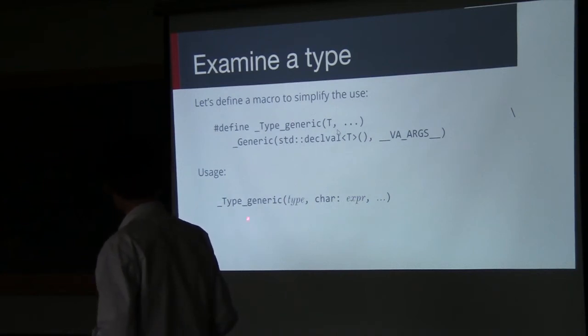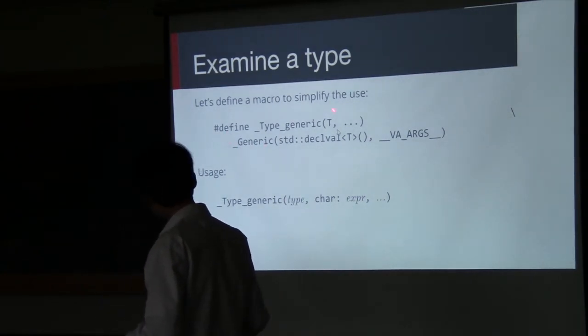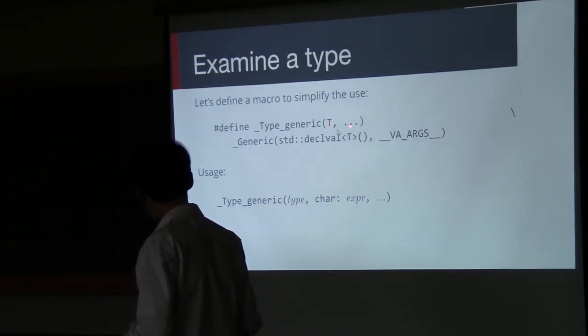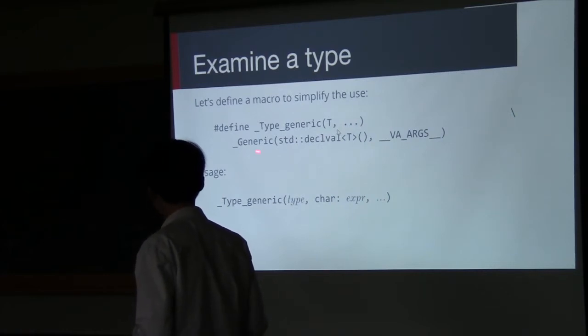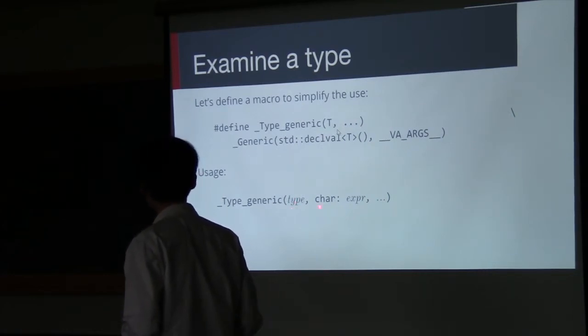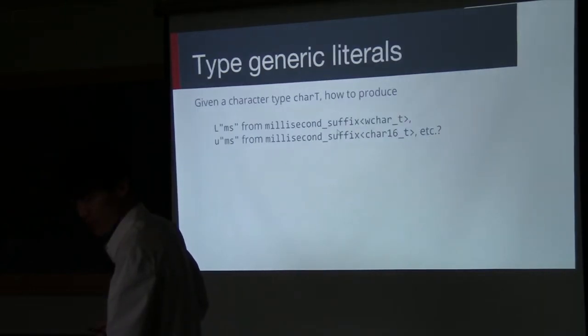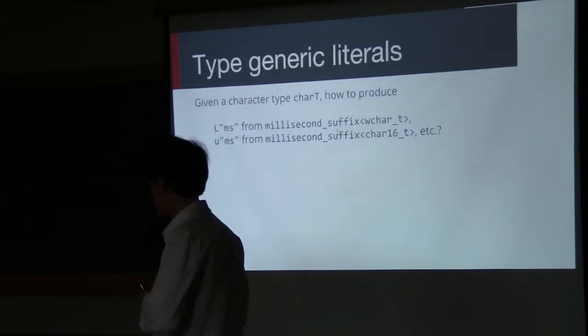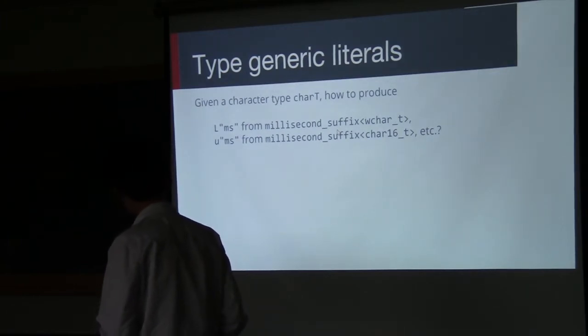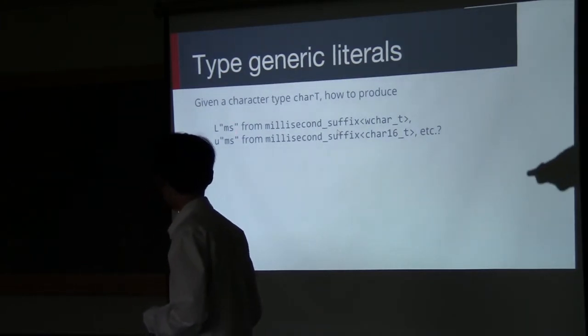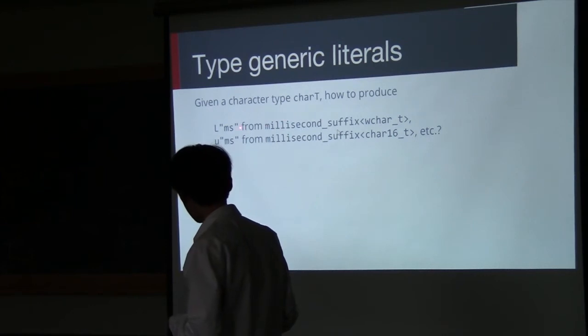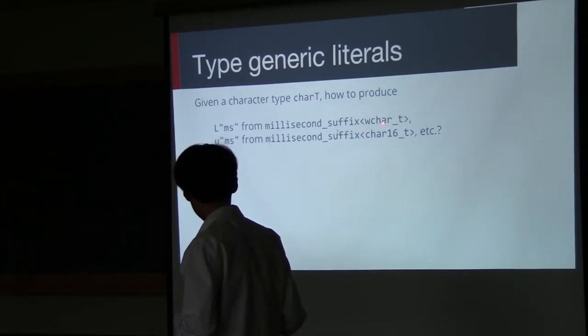Since it's very useful, we can define a macro taking a type instead of an expression, forward the rest to the generic selection expression, and use this put type here. Okay, here's a use case of examining the type. Consider this problem. We know how to write a string literal, but we want those literals to be prefixed with the corresponding type. How do we do it?